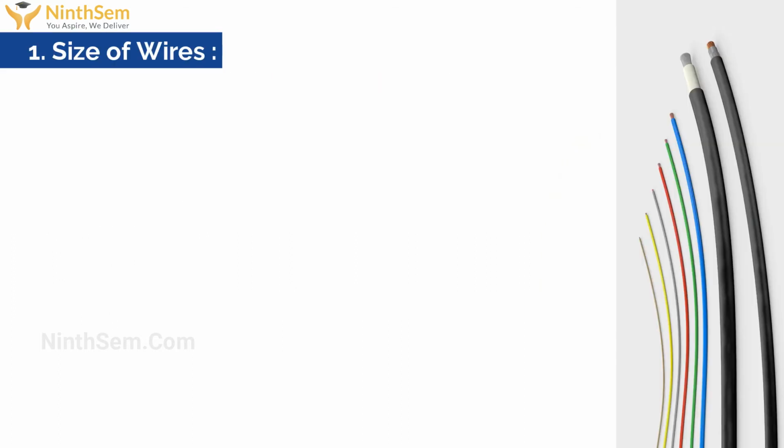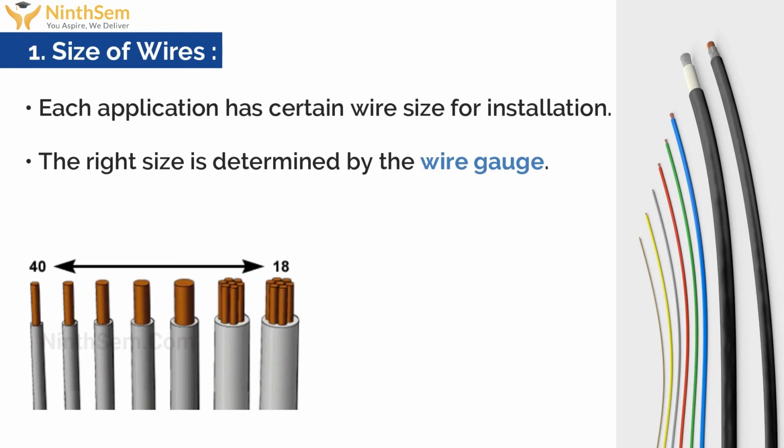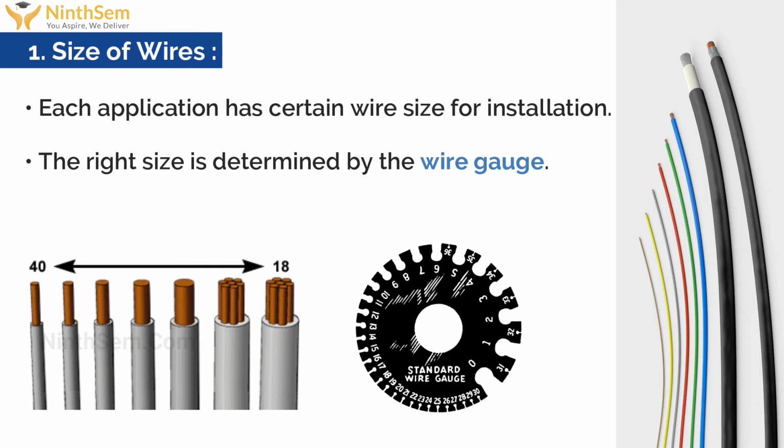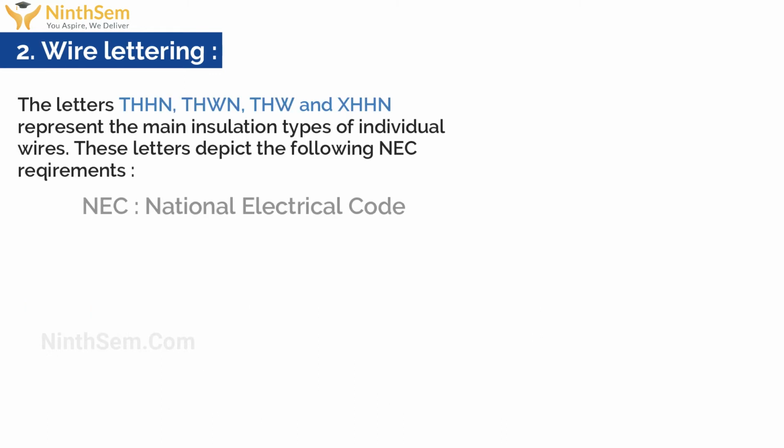The first one is the size of wires. Each application requires a certain wire size for installation and the right size for a specific application is determined by the wire gauge. The second is wire lettering. The letters like THHN, THWN, THW and XHHN represent the main insulation types of individual wires.